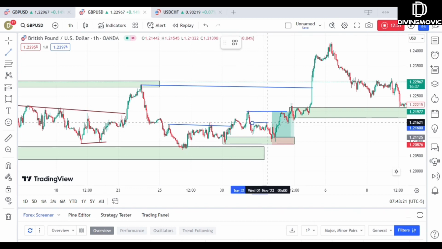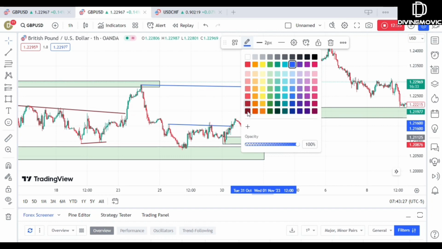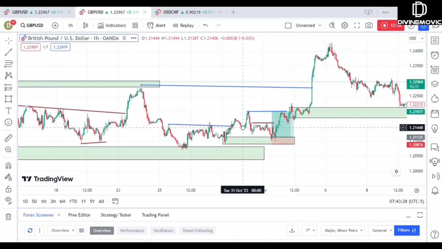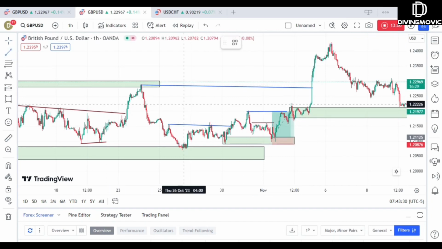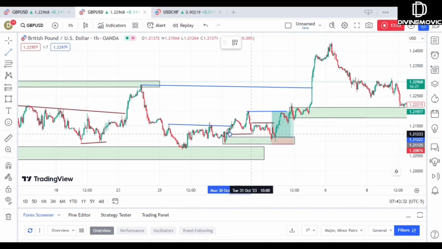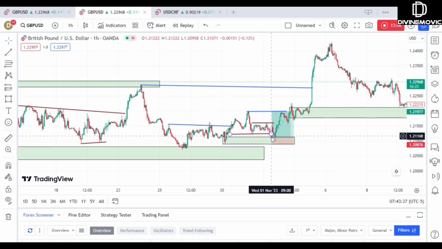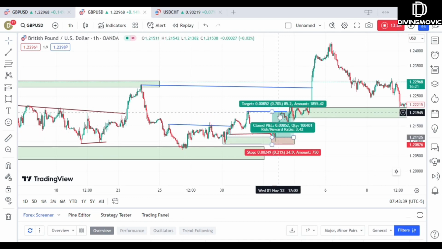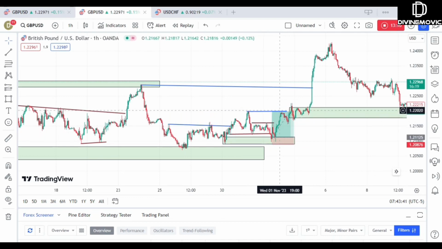So this is the sell side liquidity here. I'll change it to brown color. And this is the sell side liquidity. And what you can see here is that price first took out the sell side liquidity and then proceeded to take out the buy side liquidity.